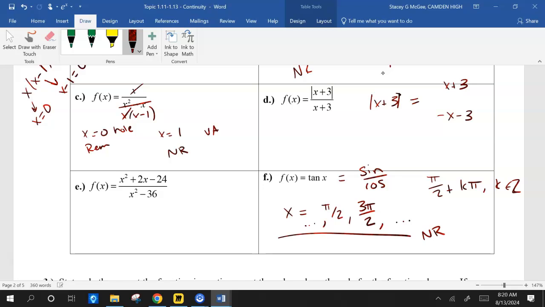Sometimes they'll ask you to describe the discontinuity as removable or non-removable, so you'll have to know. But asymptotes are always non-removable. The only things that are removable are holes. Everything else is not.